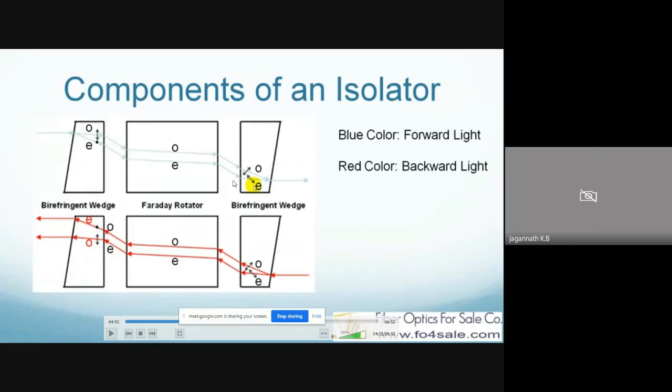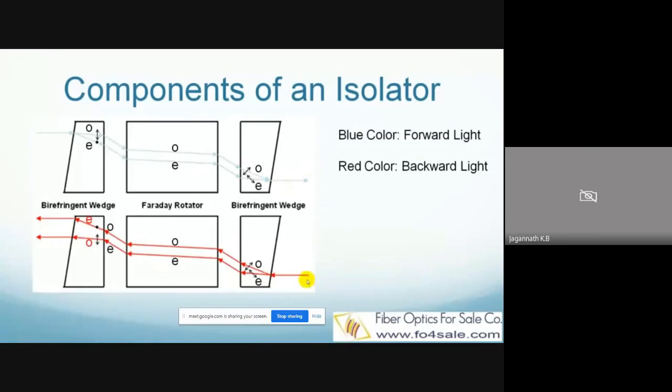After the Faraday rotator, there is a 45-degree shift. This is positive and this is negative. The output birefringent wedge is cut in a different way than the input wedge. So its O beam is at 45 degrees and its E beam at minus 45 degrees. So it combines the two beams back into one single beam. The light can continue traveling in the forward direction.